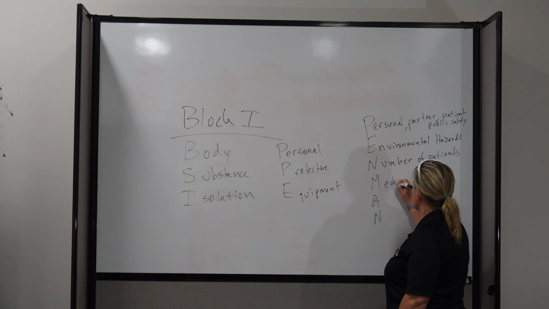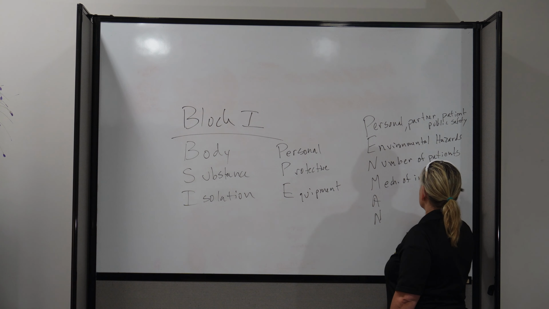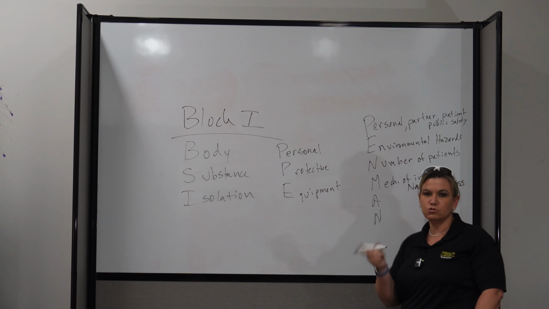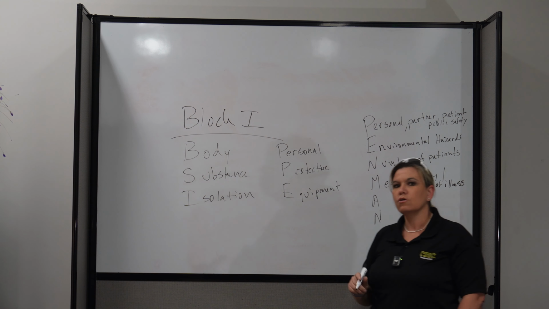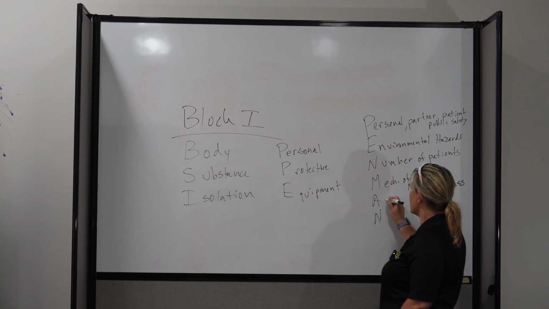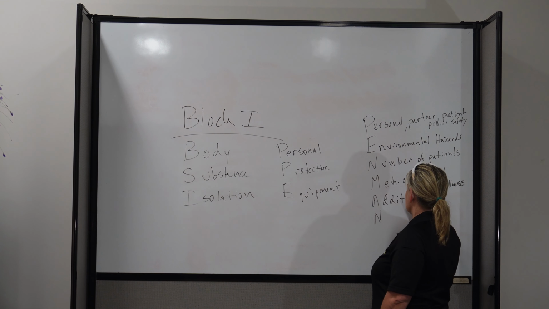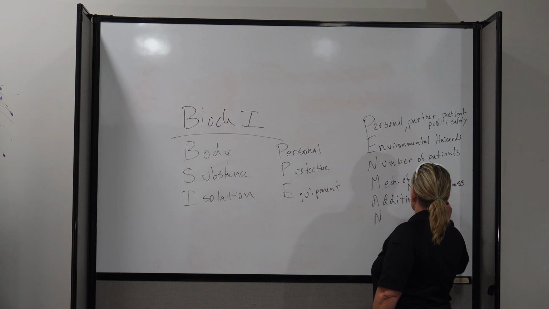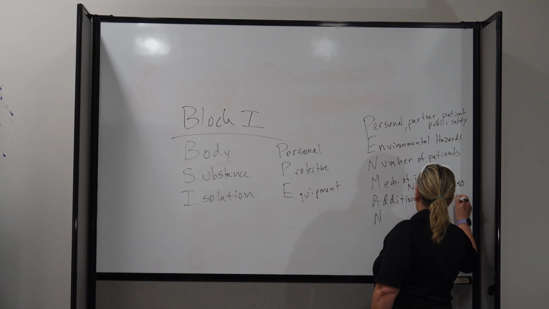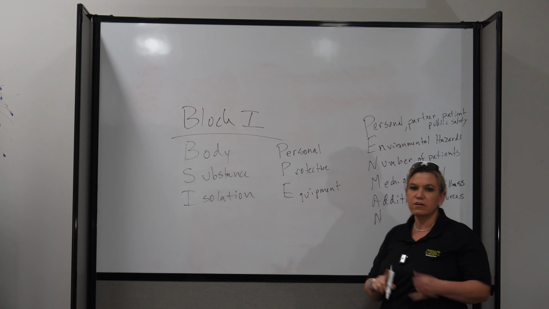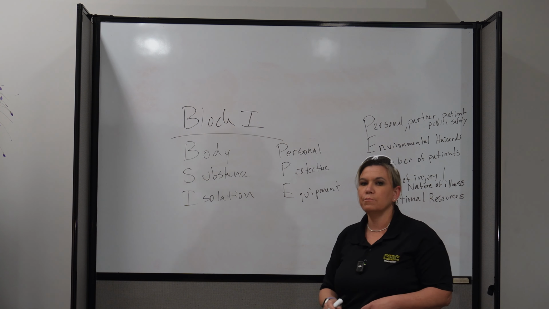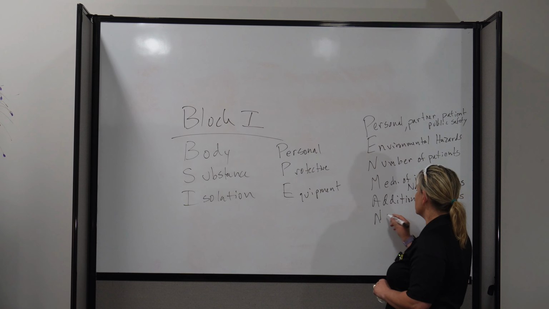The M stands for mechanism of injury, so that's more used for trauma. Since we're doing medical right now, we're going to focus on our nature of illness, okay? So that would include like chest pain, shortness of breath, abdominal pain. Those are all your natures of illness. And then A is additional resources. So additional resources like additional ambulances, fire trucks, police, Medivac, those are all additional resources.